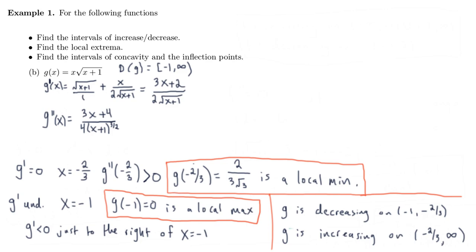Now let's move on to the second derivative. When does g double prime equal 0? Well, again, it's not too hard to see. It's when x is equal to -4/3. And notice that g double prime is undefined at x equals -1, but that's not a critical point of g prime because g prime is also undefined at -1. So we really only have one critical point of our first derivative. So one potential inflection point.